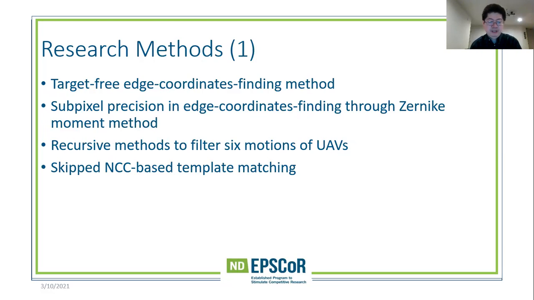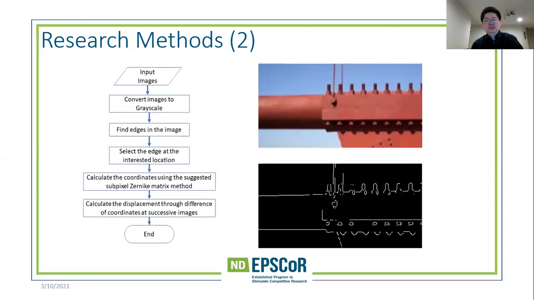The research method we present here includes the target-free edge coordinate finding method, and we also want to improve the accuracy through subpixel precision in edge coordinate finding through the Zernike moment method. We also present a recursive method to find the 6 motions of the UAVs, and we discuss a skipped NCC template matching method that can increase the accuracy and speed of image processing.